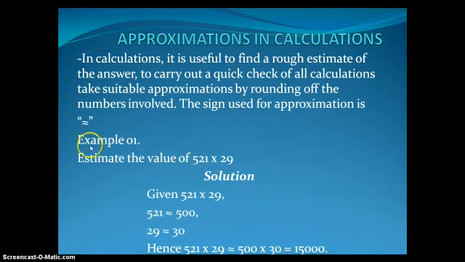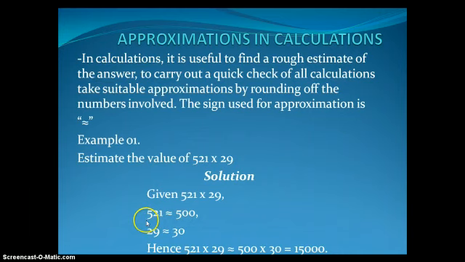The concept here is that you have to estimate. The term estimate means that you have to find the rough estimation of the answer. Okay, here we have 521 times 29. It means that according to this approximation in calculation, we have to round off the numbers involved first. This 521 will be approximated to 500.